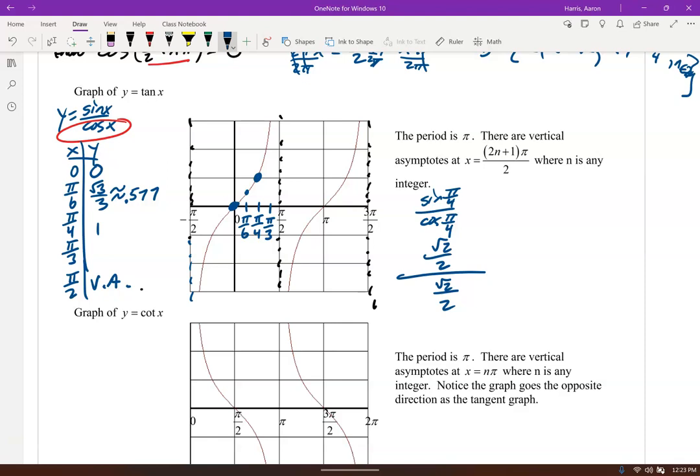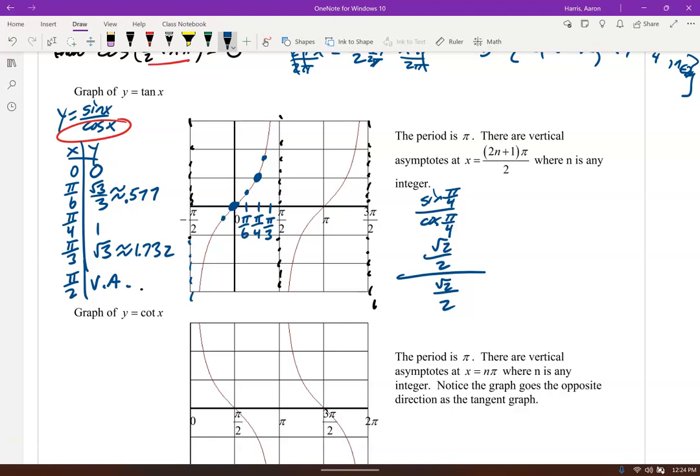Punch in pi/3, and I get sine of pi/3 is root 3 over 2. Cosine of pi/3 is 1/2. And so I got root 3 over 1, which is about 1.73. So I put that one on there. Anyways, I could plug in a bunch more points.